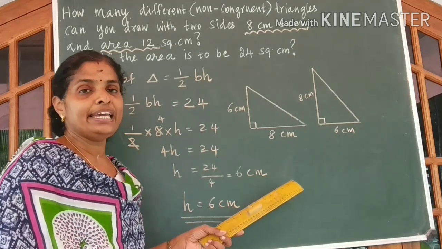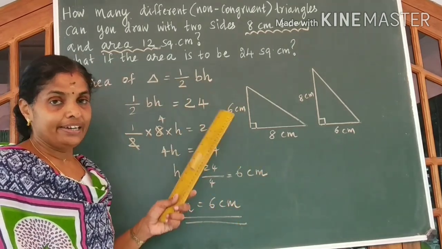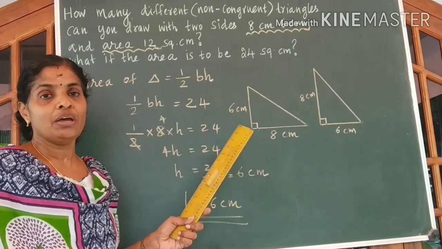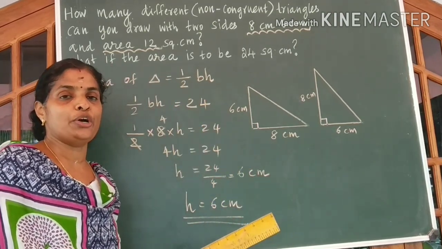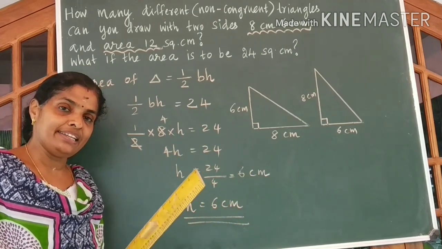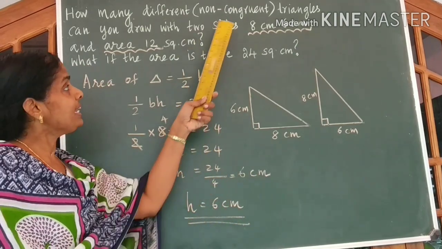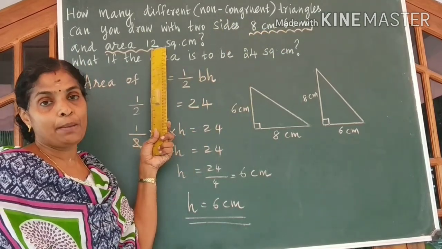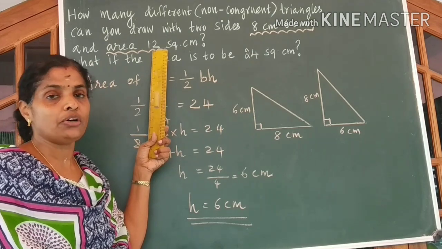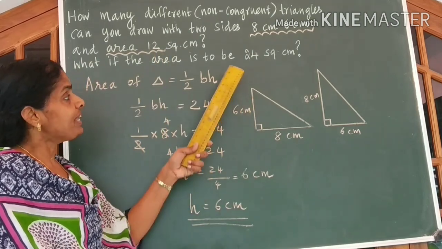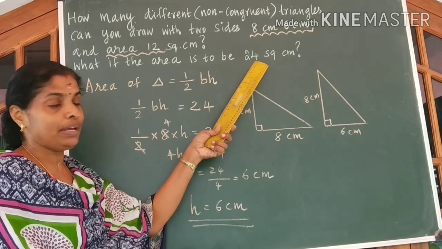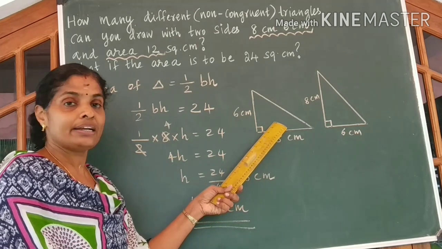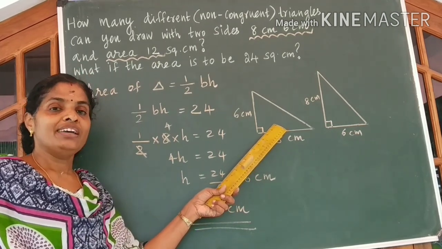Is the idea clear to you, children? Here in this problem, I have explained to you how to draw, but you have to draw in your notebook, only then you will understand the idea clearly. So in the first case, 8 and 6 with area 12, you will be able to draw 4 different non-congruent triangles. Whereas in the second case with area 24, you will be able to draw just one right angled triangle. I am sure it is clear to you.